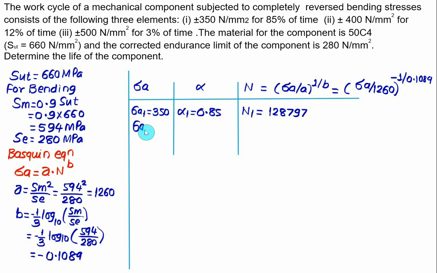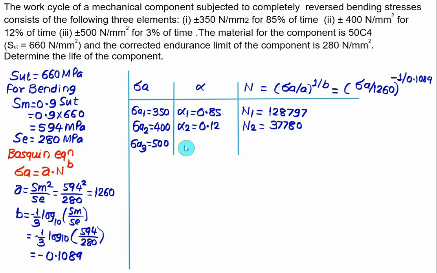Then we have to substitute for sigma A2. We have sigma A2 equal to 400, alpha 2 equal to 12%, which is 0.12, and then again use the same equation. Constants A and B will not change because they depend on Sm and Se. So the endurance strength and the material strength will not change, so we use the same constants. Solve it, and you will get an answer close to 37780.